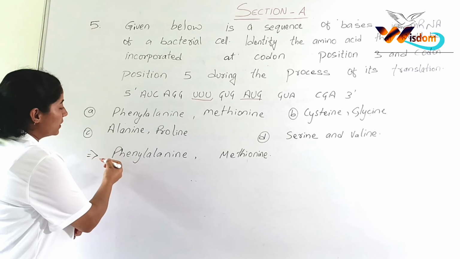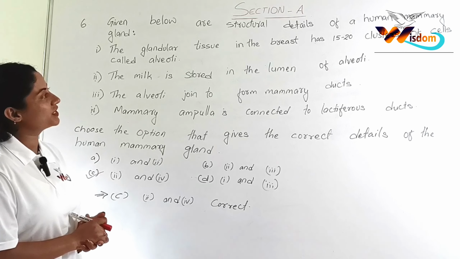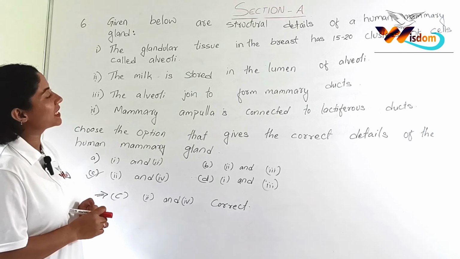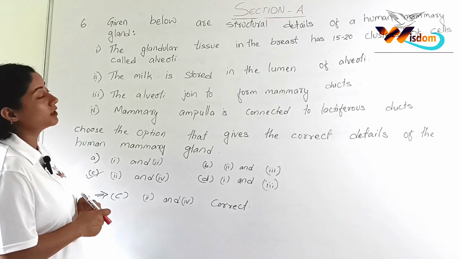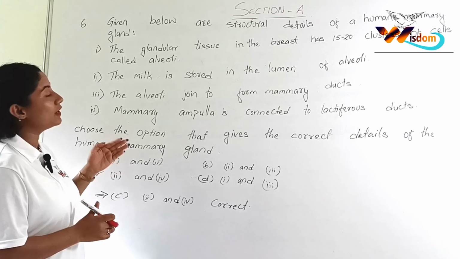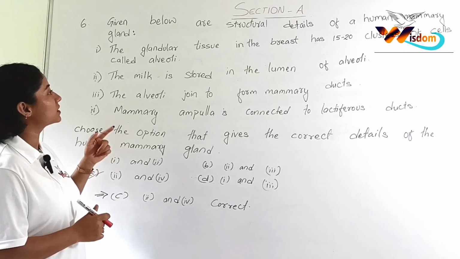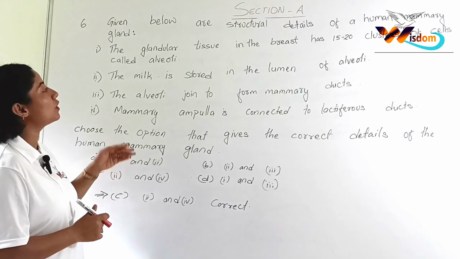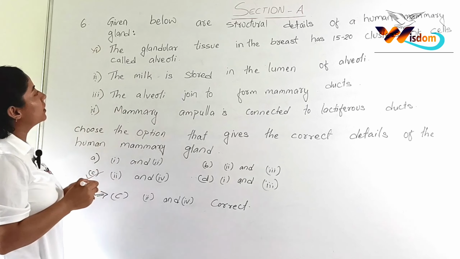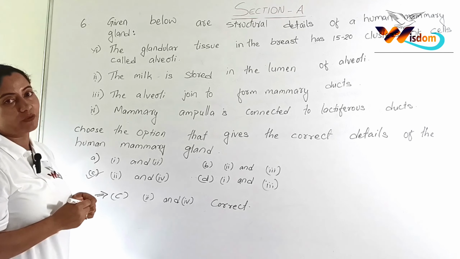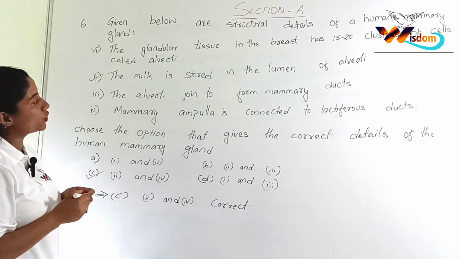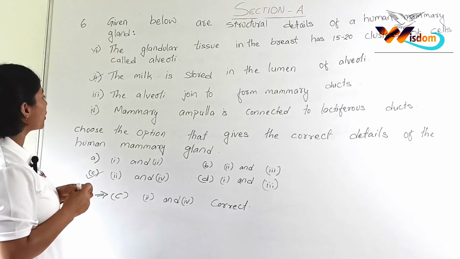In question 6, given below are structure details of the human mammary gland. The glandular tissue in the breast has 15 to 20 clusters of cells called alveoli. The first option, 15 to 20 clusters of alveoli, isn't correct because there are 15 to 20 lobes. So this is not a correct option. And the milk is stored in the lumen of alveoli. Yes, the milk is stored in the lumen of alveoli, and the alveoli join to form the mammary duct. This is also not a correct option.